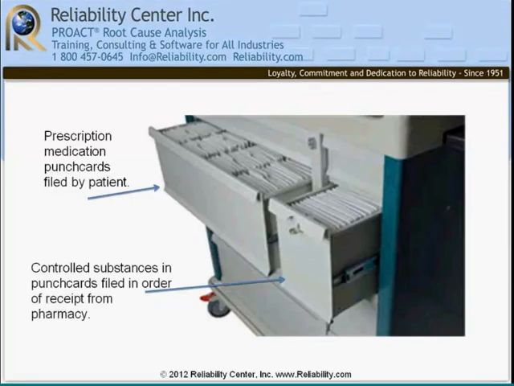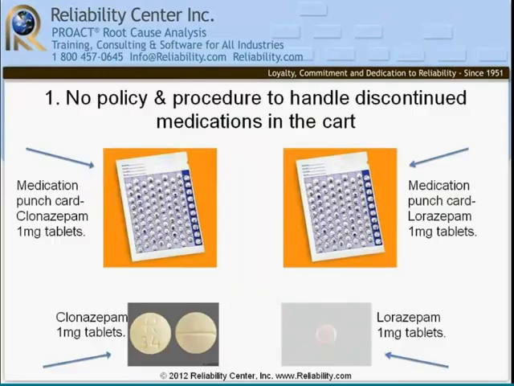There, you can see a closer view of what the regular prescription medication punch cards look like in their drawer, with those tabs that are sticking up to separate the per patient medications. And then on the right side of the screen, you see the narcotics drawer and the rows of punch cards that would be a different one for each patient. The first finding, there was no policy or procedure to handle the discontinued medications in the cart. You can see how similar these punch cards would look, and then a little picture of the Clonazepam and Lorazepam.